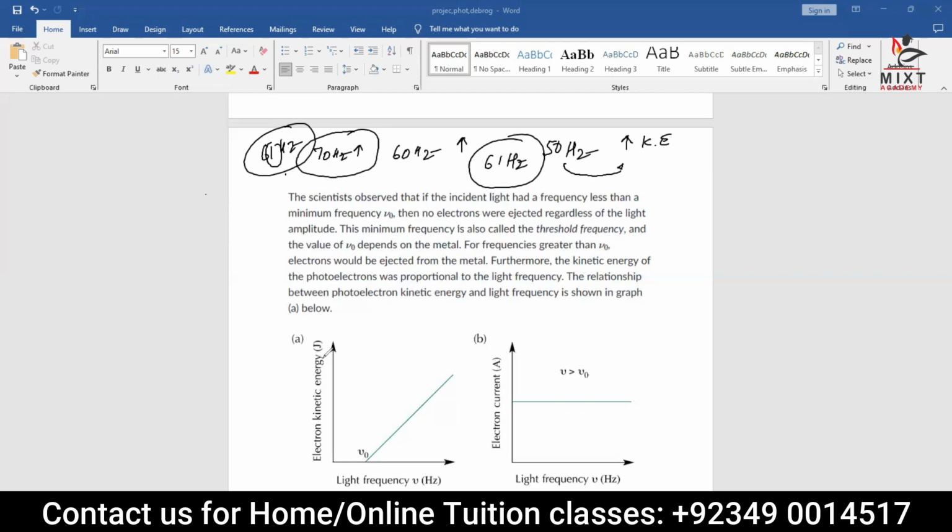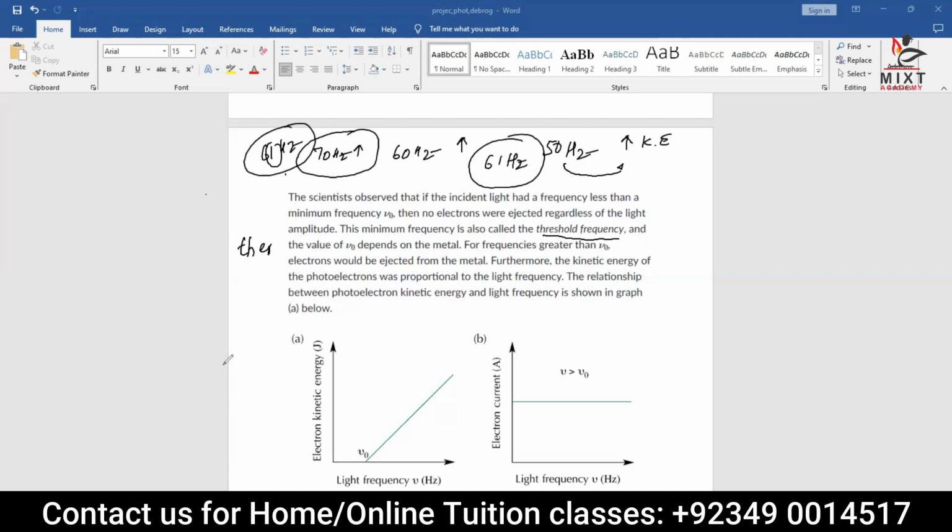So that minimum frequency that actually allows electrons to start flowing into the circuit, we call that energy the threshold energy or threshold frequency. So what is the threshold frequency? That is the minimum frequency required to knock out the electrons from the metal surface. Now, if you increase the frequency more than the threshold frequency, electrons will be ejected from the metal.